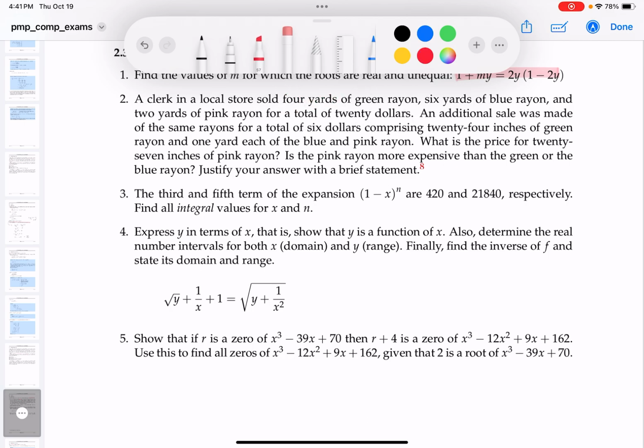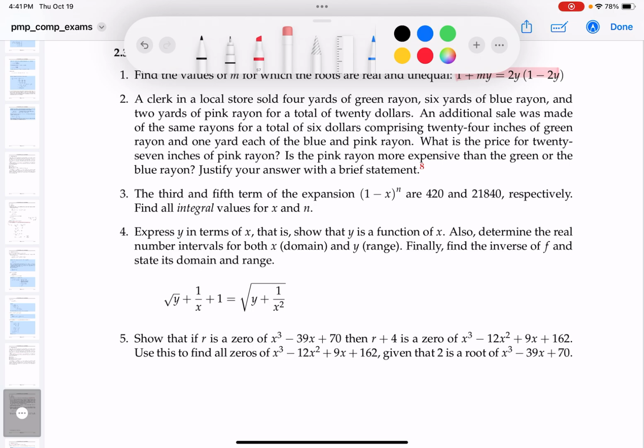I'm not trying to memorize anything. 6 yards of blue rayon and 2 yards of pink rayon for a total of $20. An additional sale was made of the same rayons for a total of $6, comprising of 24 inches.